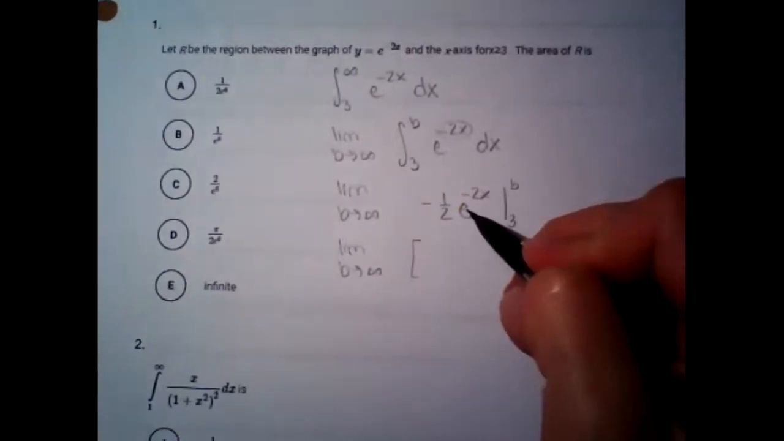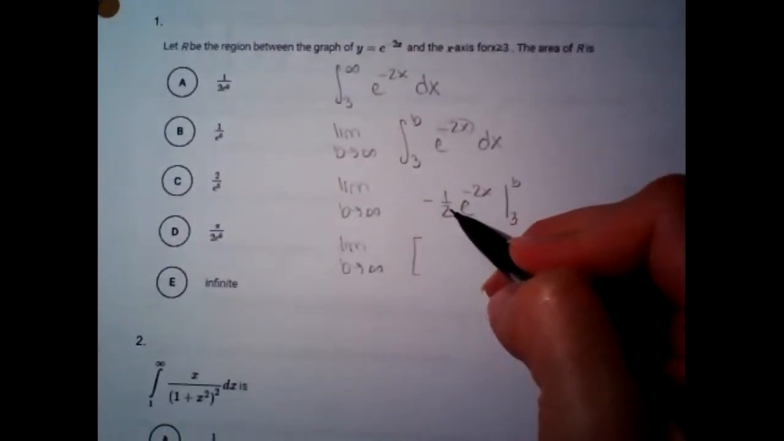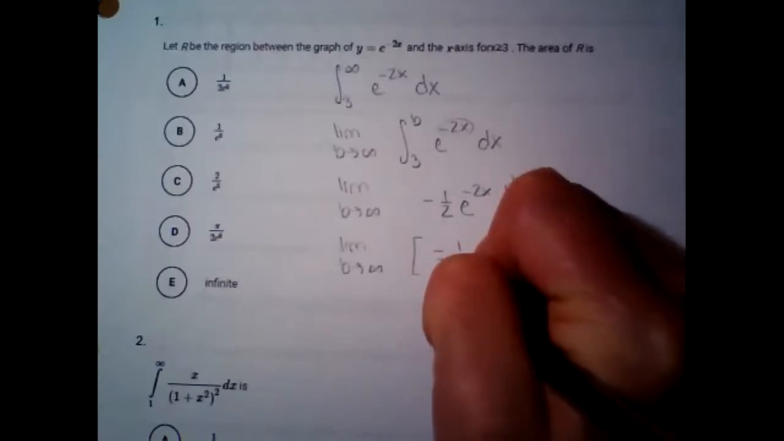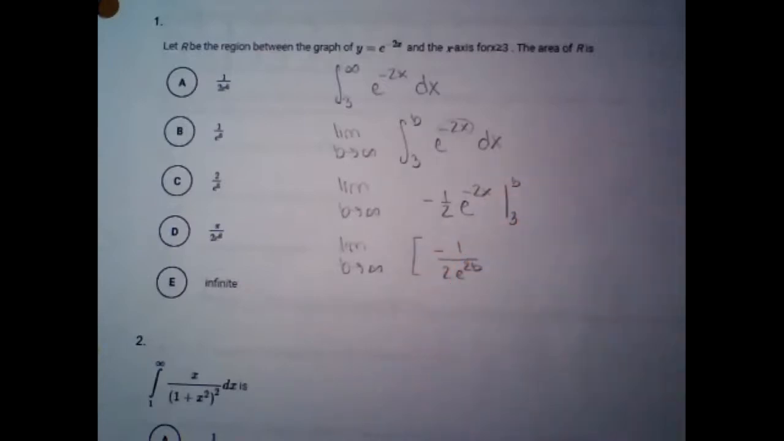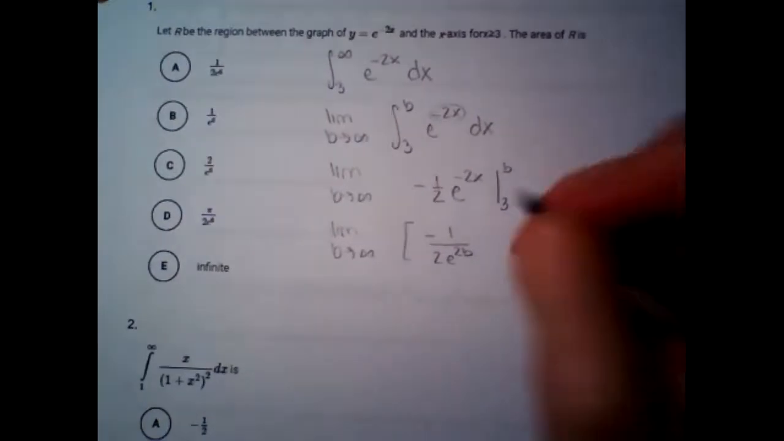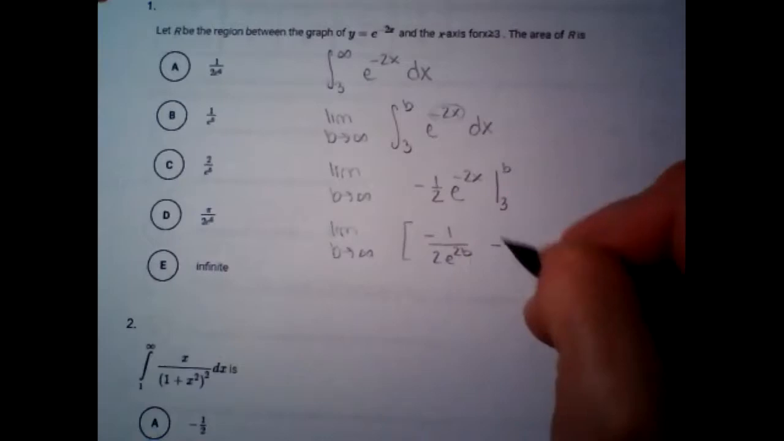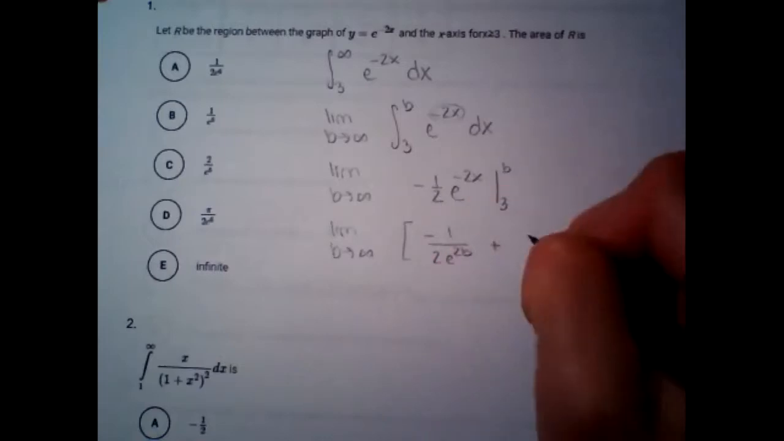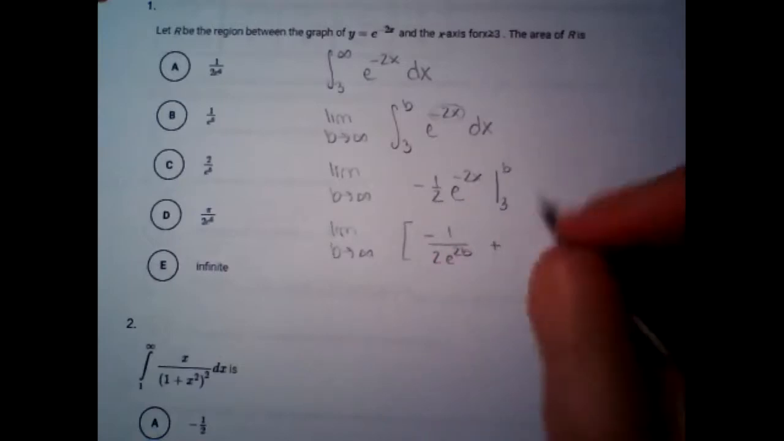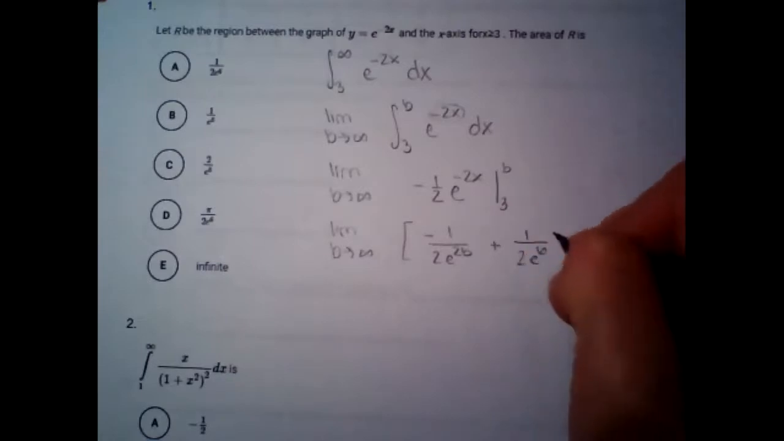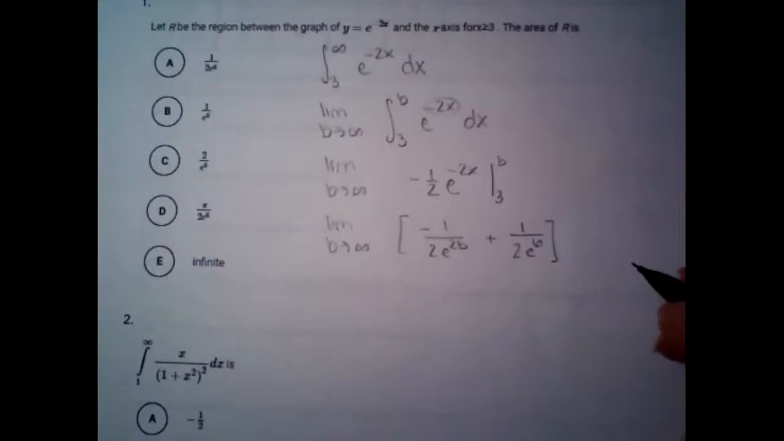And so we're going to do upper boundary minus lower boundary. Plugging in b here, this would be negative 1/2 e to the negative 2b. I'm going to put that in the denominator since it is a negative exponent. And then minus the lower boundary, negatives are going to cancel. It'll be 1/2 e to the negative 6. Again, I'm going to put that in the denominator since it's a negative exponent.